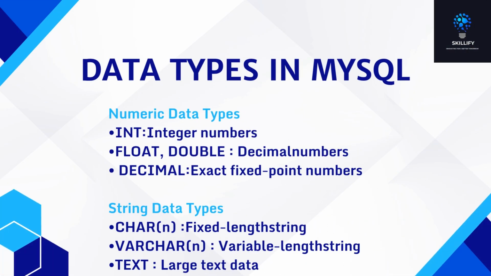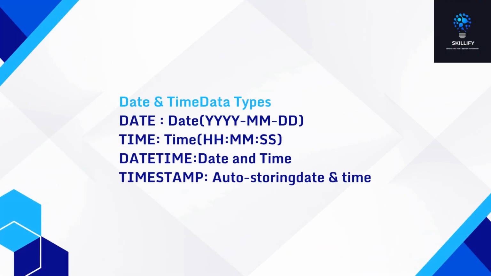Before we move ahead, let's quickly understand some data types in MySQL. Numeric data types: INT for integer values, FLOAT or DOUBLE for decimal numbers, DECIMAL for fixed point numbers. String data types: CHAR(n) for fixed length strings, VARCHAR(n) for variable length strings, TEXT for large text data. Date and time data types: DATE for date values, TIME for time values, DATETIME for both date and time, TIMESTAMP for auto-storing date and time of an action.